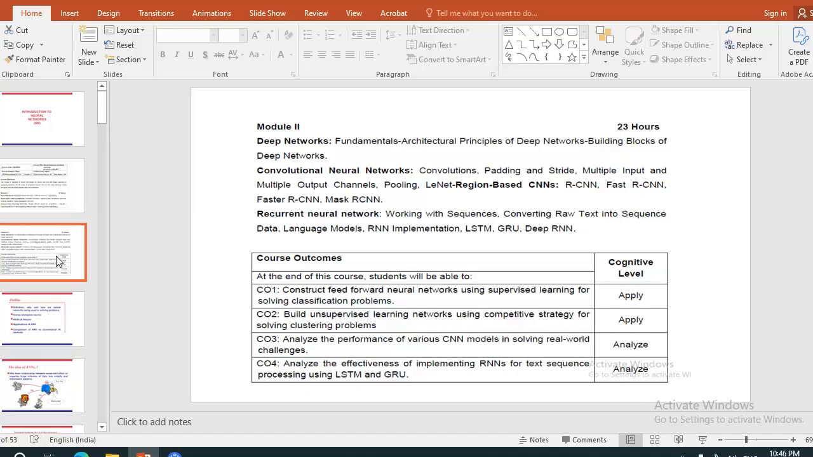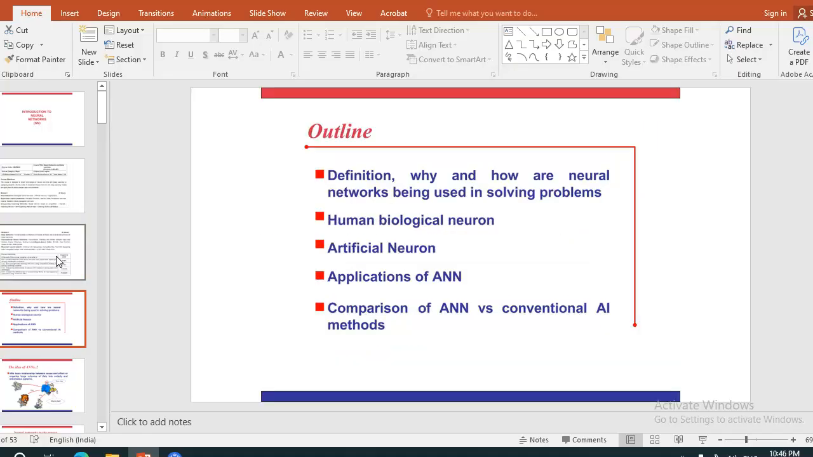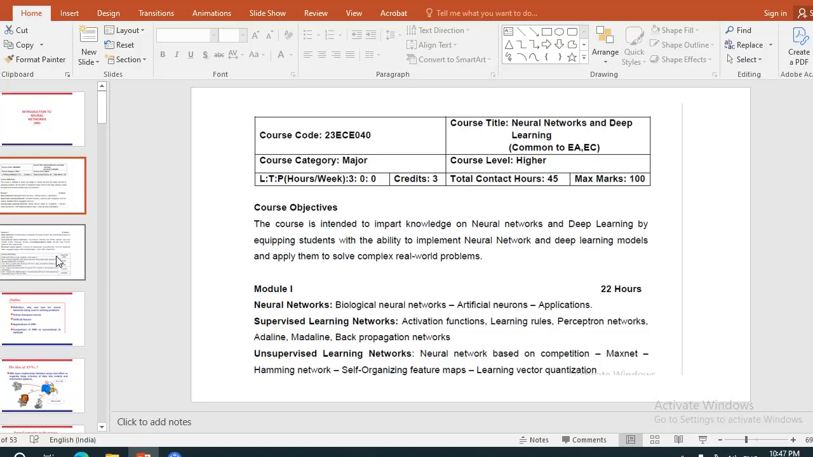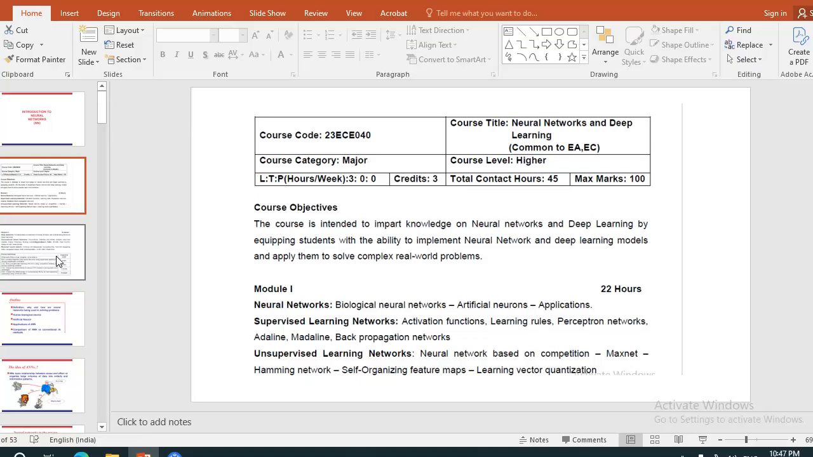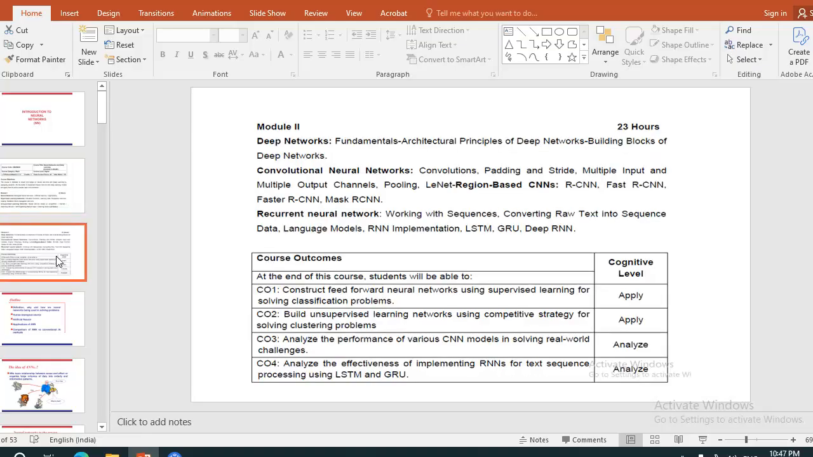So this is about module 2. In module 2, these are all the common areas. This is about the subject called neural networks and deep learning. As usual, in module 1 we are going to discuss the deep neural networks, and in module 2 we are going to study deep learning models. After completion of the course, we can have an idea of different AI models, how they work, how AI is implemented, and what various applications we are using.